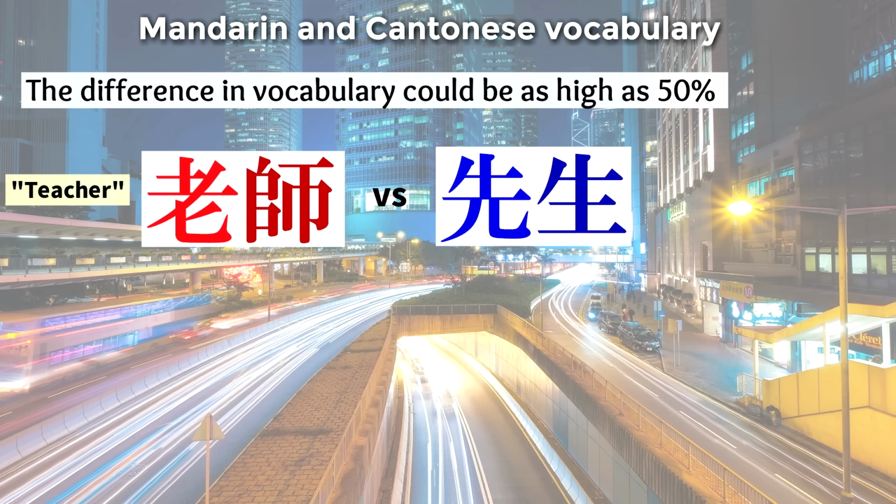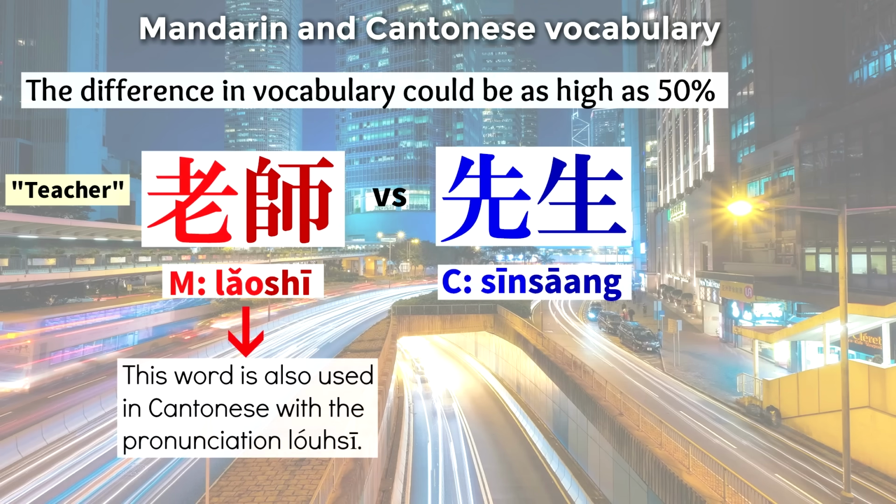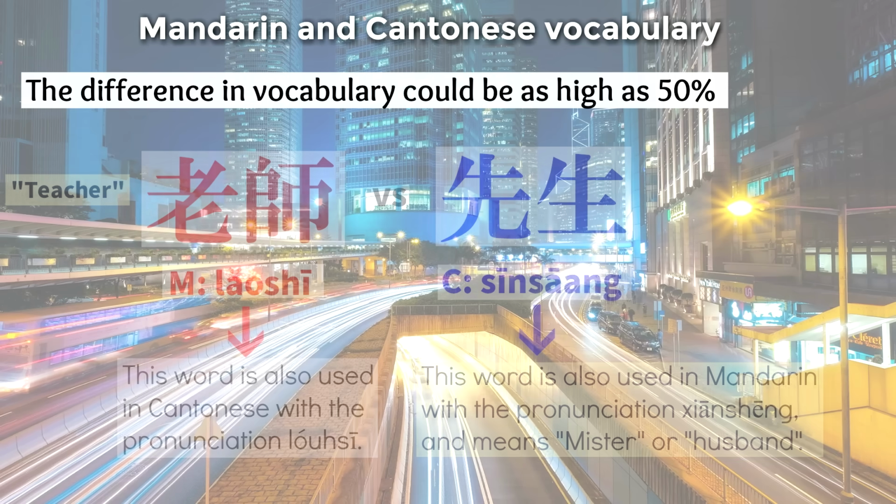If we look at the word for teacher in both languages, we'll see that Mandarin uses the word 老师 while Cantonese uses the word 先生. This word is also used in Cantonese with the pronunciation 老師. This word is also used in Mandarin with the pronunciation 先生 and means Mr. or husband. Actually, in Cantonese, it has both of those meanings as well as the meaning of teacher. But from what I hear, this word, xin sang, is not used by younger people, who use lo si instead for the meaning of teacher.